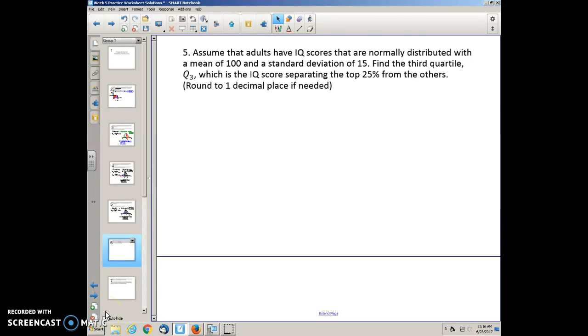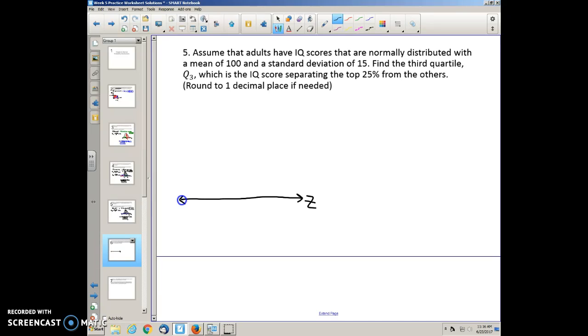Assume that adults have IQ scores that are normally distributed with a mean of 100 and a standard deviation of 15. Find the third quartile, Q3, which is the IQ score separating the top 25% from the others. Round to one decimal place if needed. In this case, we do the work in reverse.